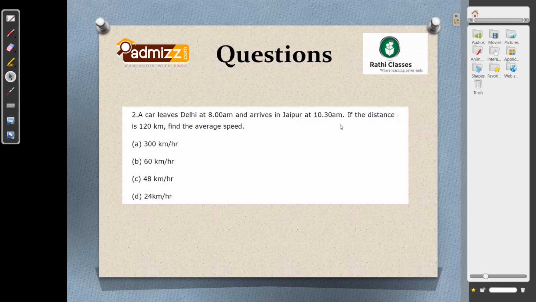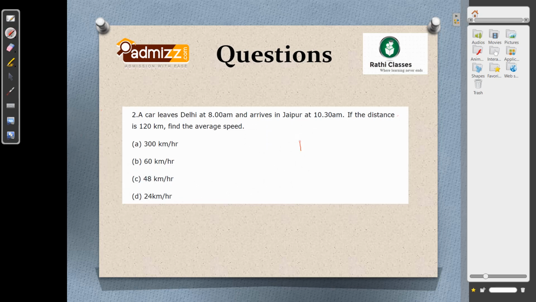That is 5 by 2 hours it has been traveled. That is 2.5 hours. If the distance is 120 km, again speed you will apply by d by t. 120 divided by 5 by 2. That means 120 by 5 into 2. So what is 120 by 5? 120 by 5 is nothing but 24. 24 into 2, the option would be 48.